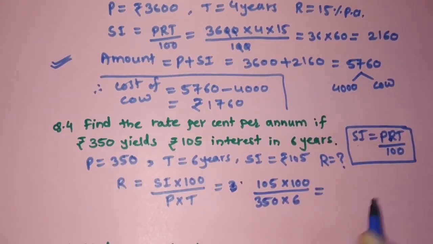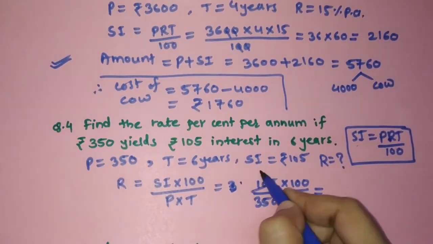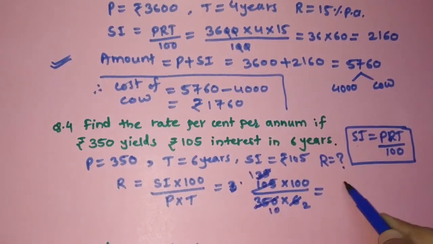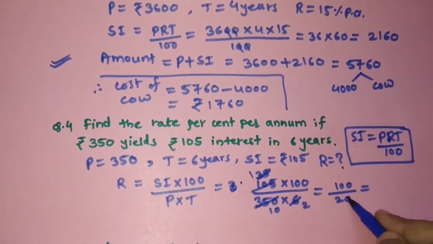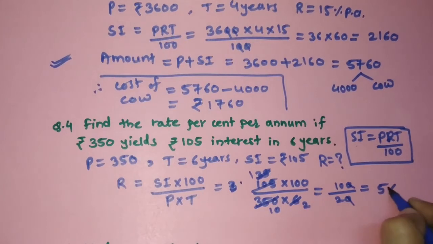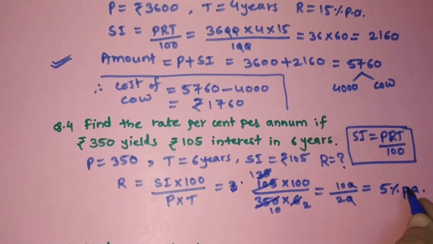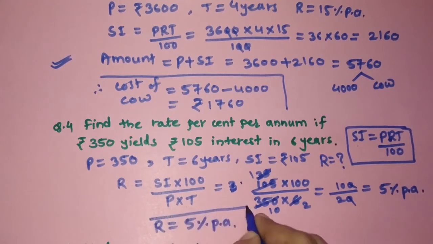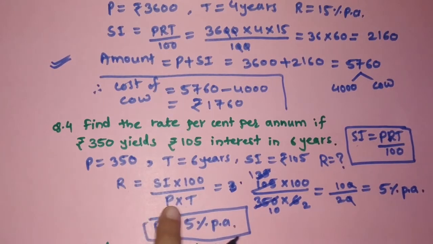So now we need to calculate it. We can cut 3 2s, and here 3 3s and 3 5s you can cut, and 35 1s. Then 100 divided by 20. This 100 is left here and here 20 is left. So just simply calculate 10 by 2, which is 5%, per annum. So I got a rate of interest that is 5% per annum. So if one thing is unknown and the other things are known, you can alter the formula and find this value.